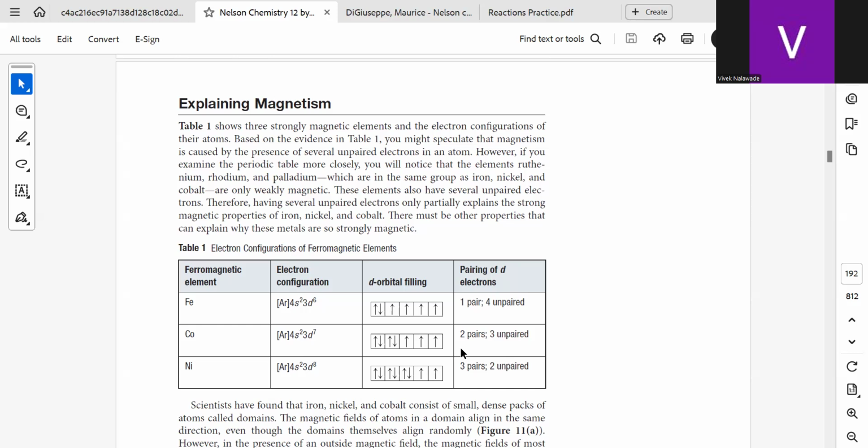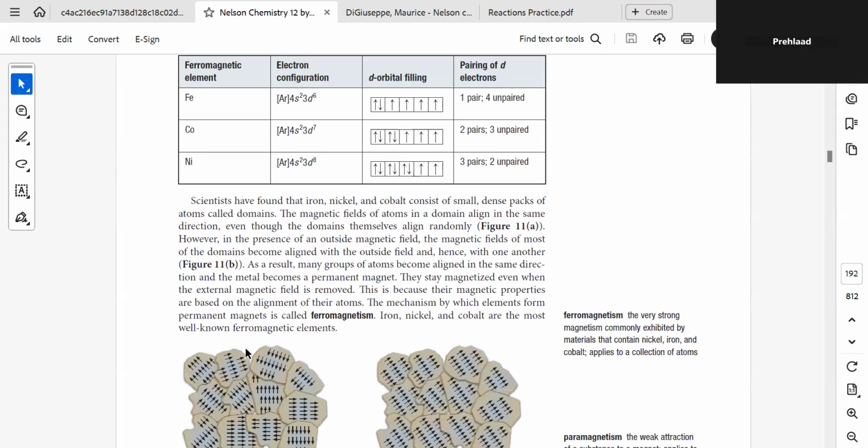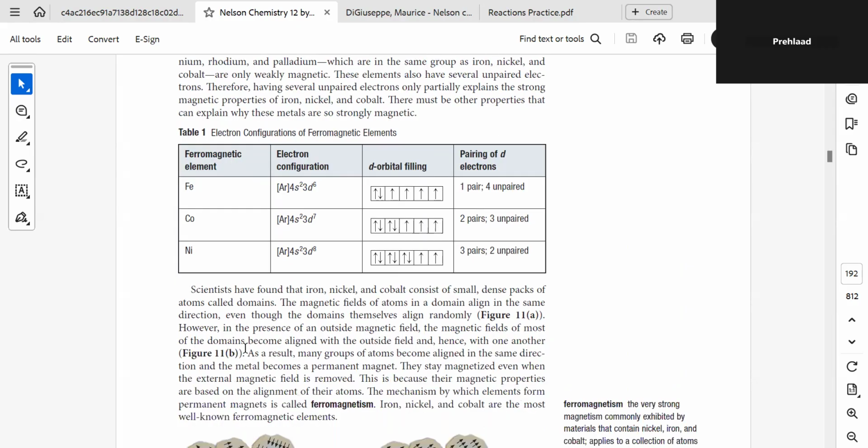Now remember one thing. There are three concepts: paramagnetic, diamagnetic, and ferromagnetic. So let us understand what is para. This is my way because I believe even you know Hindi.